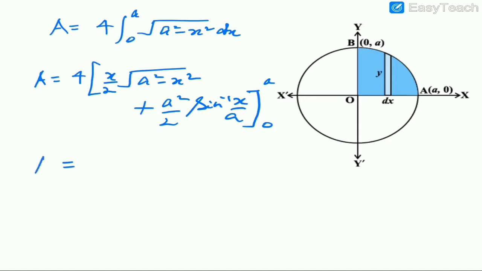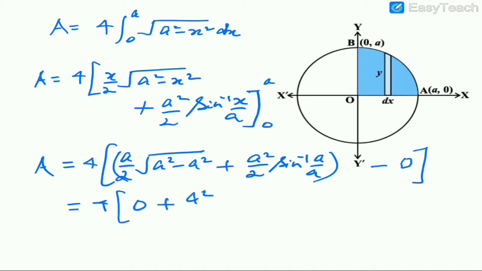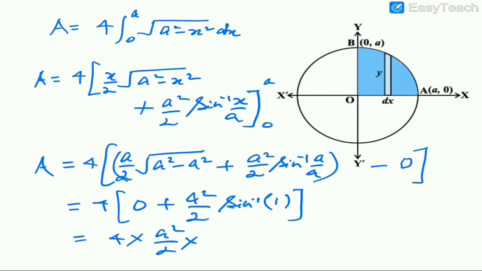Now putting the upper limit of this integration, we have 4 times a by 2 root a square minus x means a square, which is equal to 0, and plus a square by 2 sine inverse a by a. So this is the value of the upper limit, and the lower limit is simply 0. So this is equal to 4 times 0 plus a square by 2 and the sine inverse 1. The sine inverse 1 is pi by 2. Therefore, we have 4 into a square by 2 into pi by 2. And finally, this 4 is cancelled out from this 4, and we have pi a square, which is the area of the circle.